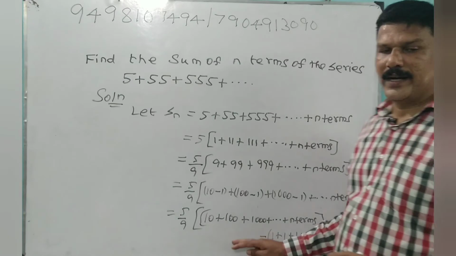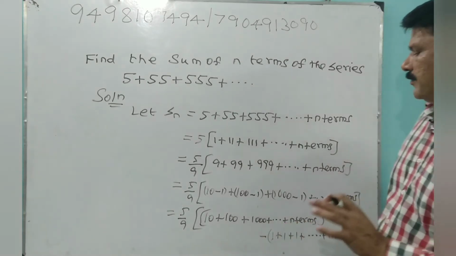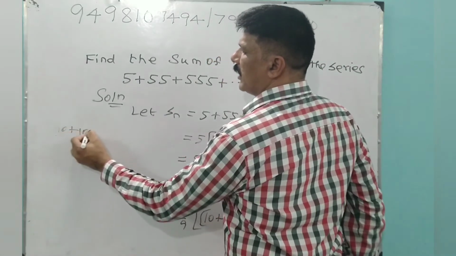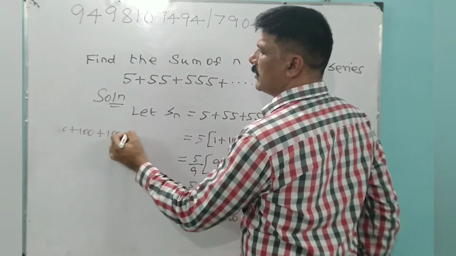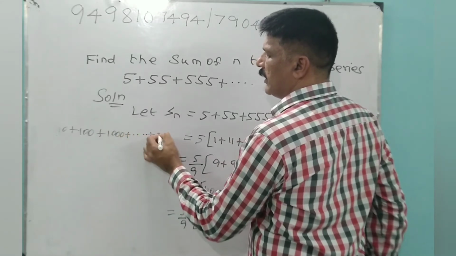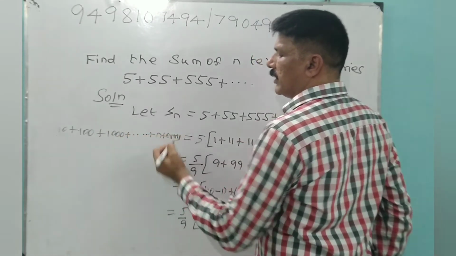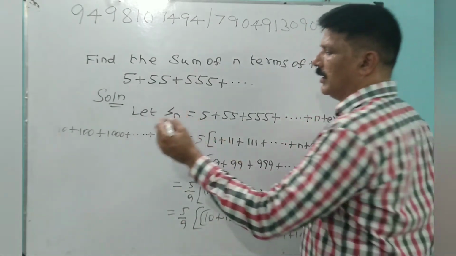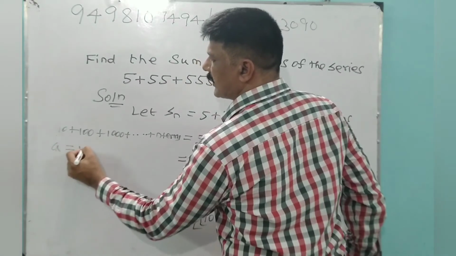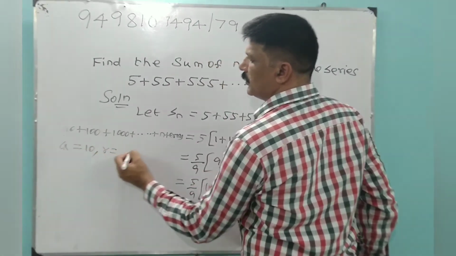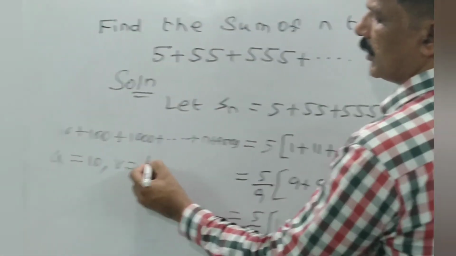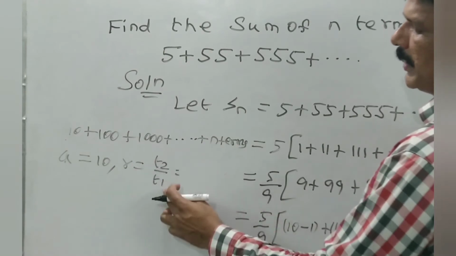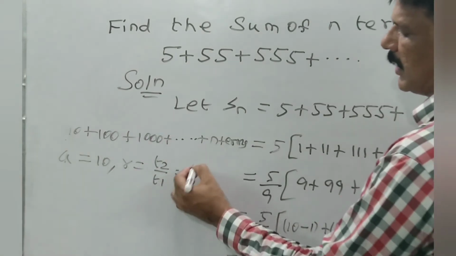Now we have to find the sum of first series. What is the first series? 10 plus 100 plus 1000 plus etc. plus n terms. Here this is the GP. Here A equal to 10, R equal to second term by first term, T2 by T1. Common ratio R equal to T2 by T1, T2 is 100.